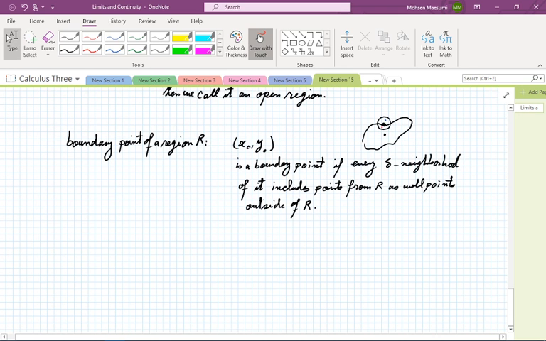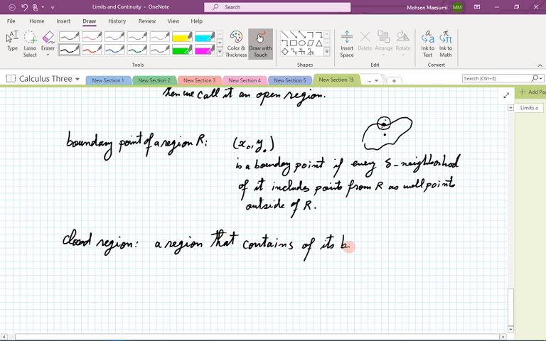One more definition of this category, we have the concept of a closed region. A closed region is a region where all of its boundary points belong to the region itself. A region that contains all of its boundary points. So that becomes the definition.